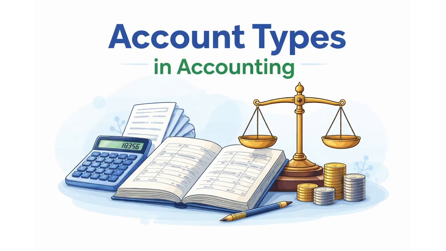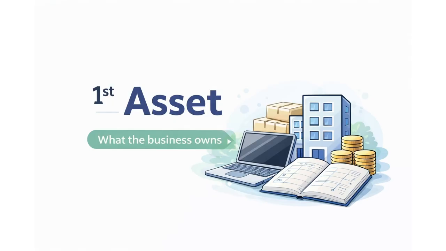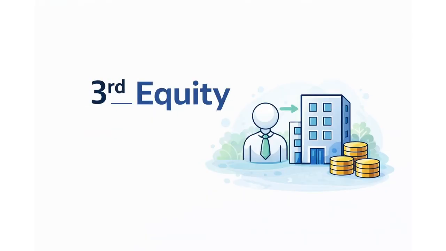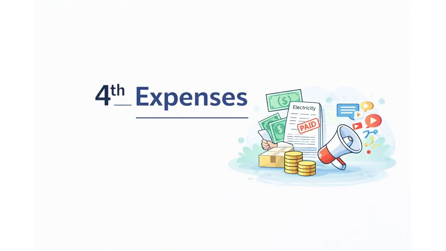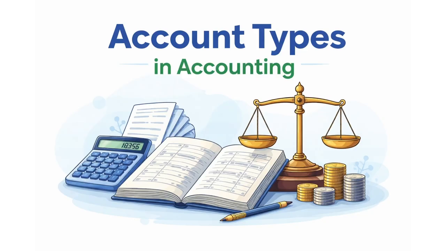The five main account types in accounting are assets, liabilities, equity, revenue, and expenses. Each of these account types has a specific meaning and purpose, and each one behaves differently in terms of increase or decrease. Understanding these five account types is extremely important because they appear everywhere in journal entries, ledgers, trial balance, and financial statements. We will look at each account type one by one, explain what it means, give a clear example, and show how it's used in real accounting.